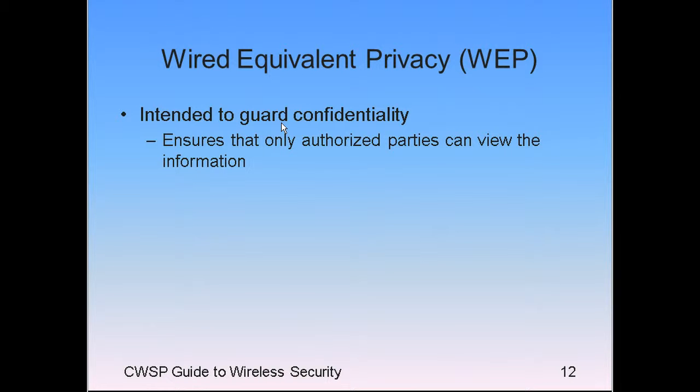WEP was intended to guard confidentiality. I say was intended because it never really worked very well. In some cases, people would say it was more dangerous to have WEP turned on than turned off, because if it was turned on, you presumed you were protected, and you probably weren't. If it was turned off, you knew you weren't protected, and you knew that everything you were sending was plain text. Now, this is traffic within the network. If we went to a secure page, an HTTPS page, the browser is going to do the encryption there, so we would have encrypted traffic in that case.